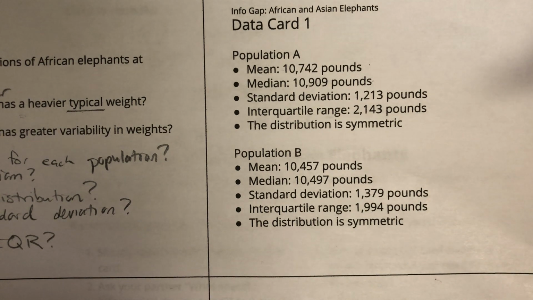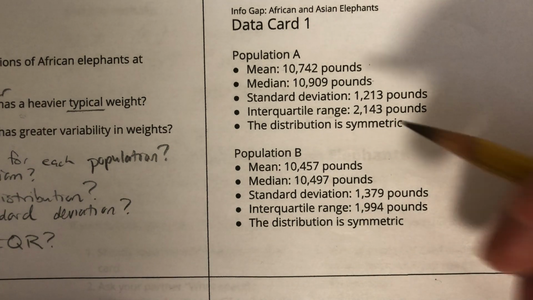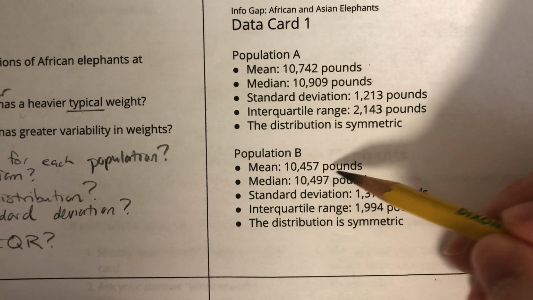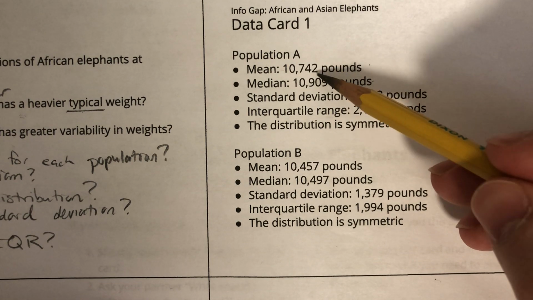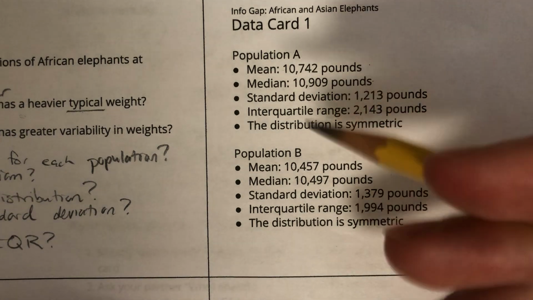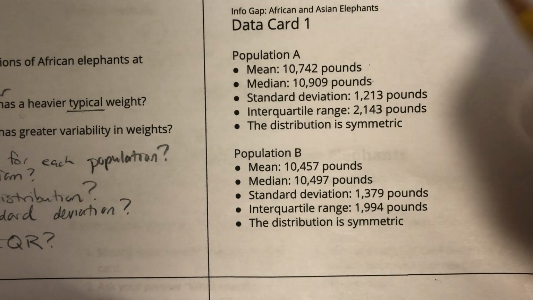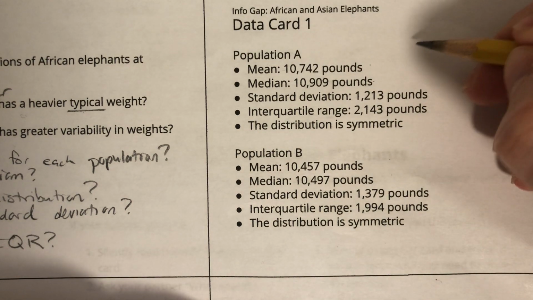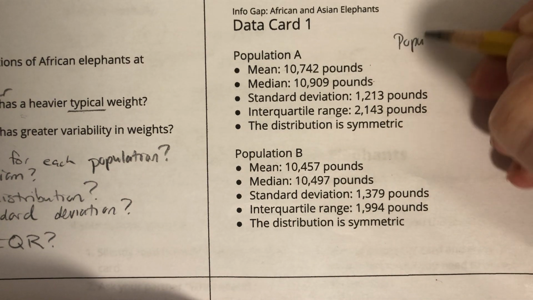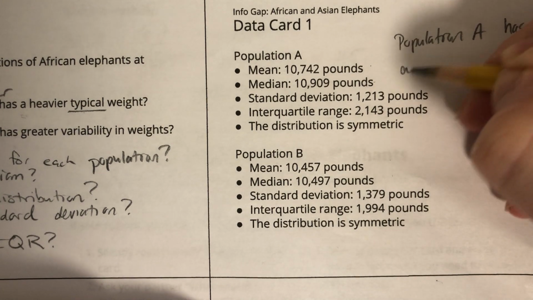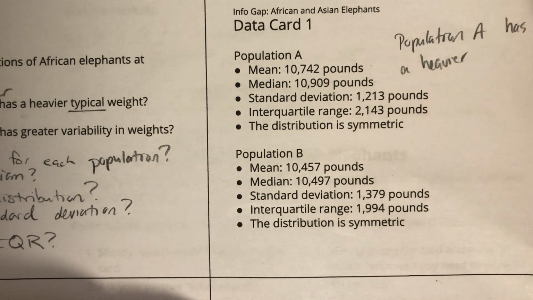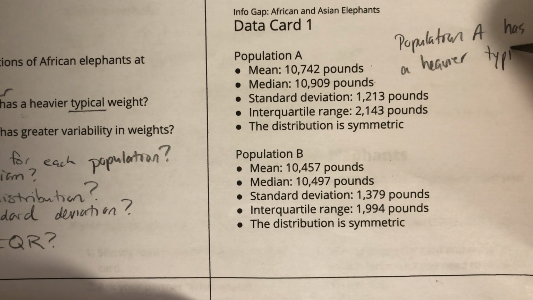But still, neither are very large. However, both of these mean and medians are around 10,400, 10,500. And this mean and median are somewhere in the middle, 10,800. So population A has a heavier typical weight.